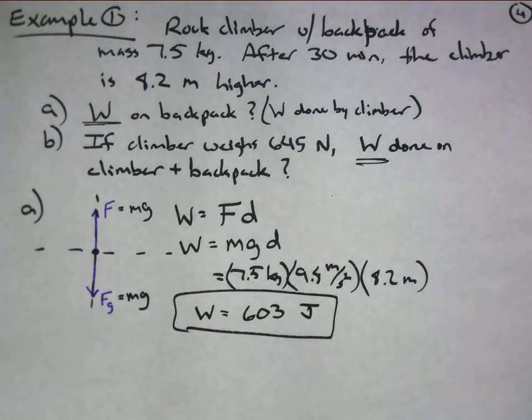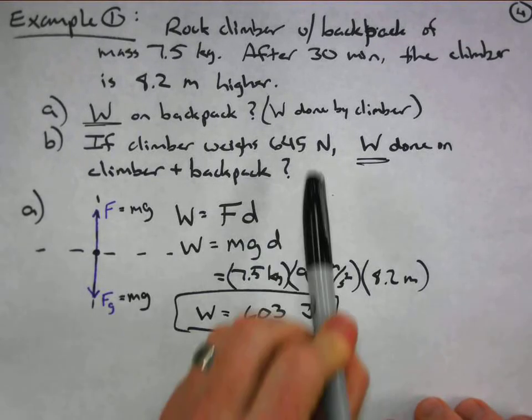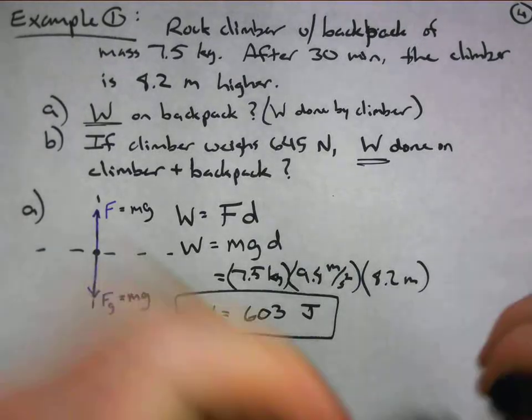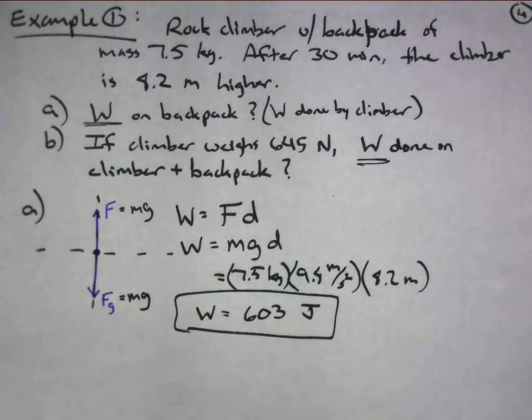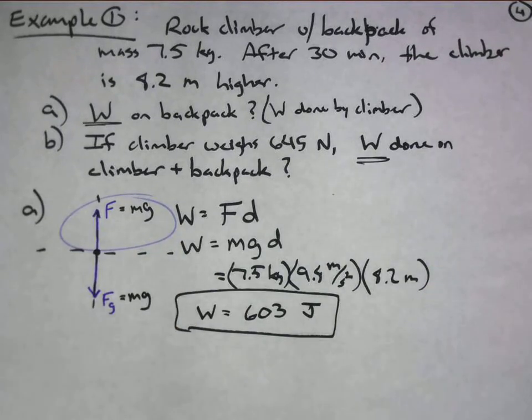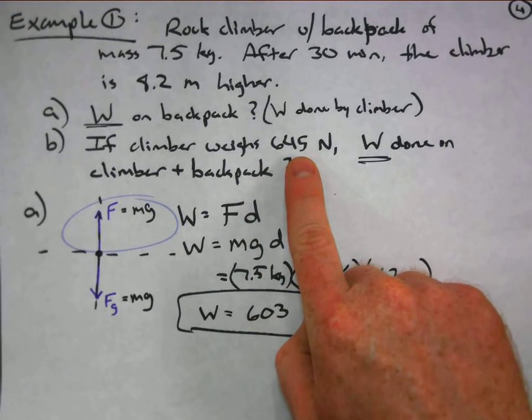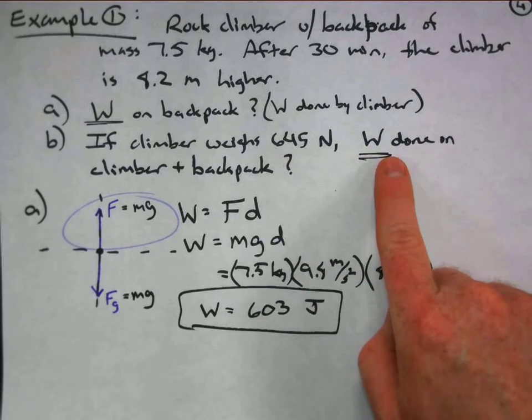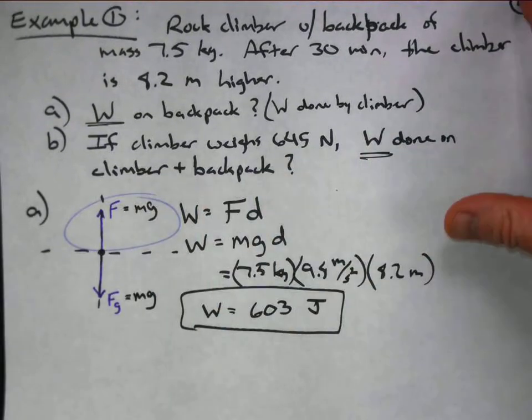So remember, I wanted the work done by the climber, so I simply focused on this particular force, because that is a force exerted on the backpack by the climber. Okay, so next I can look at part B. If the climber weighs 645 newtons, what's the work done on the climber plus the backpack?